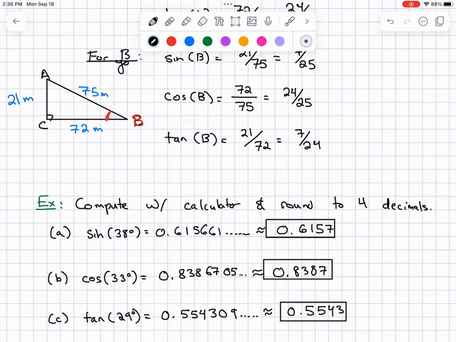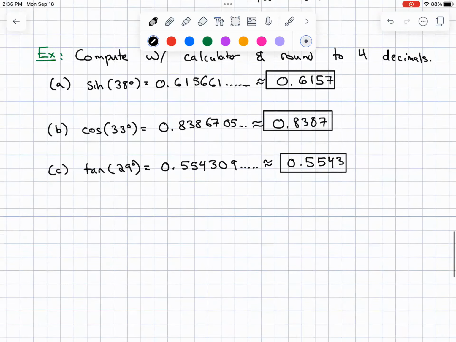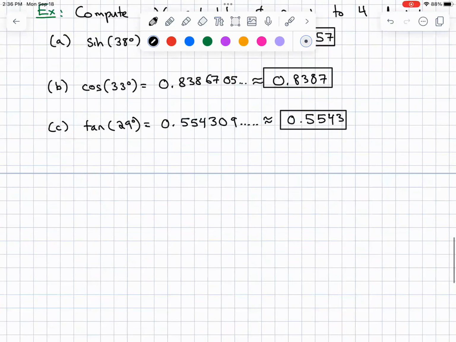So for every degree measurement, the ratio is the same, no matter what happens. Sine of 38 degrees is always that specific number. So if you draw any triangle and you draw a 38 degree angle, let's just assume for the sake of argument that this is 38 degrees, right?